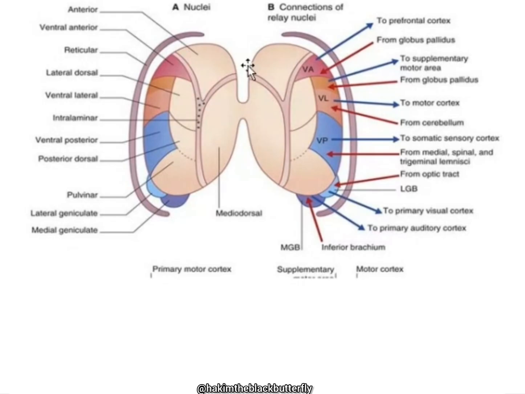This is the Y-shaped lamina, and this is the anterior aspect. This is the posterior aspect of the thalamus. So principally, those are the introductory notes of how the thalamus looks and where it is part of the diencephalon. Now, we shall see the thalamus in detail.